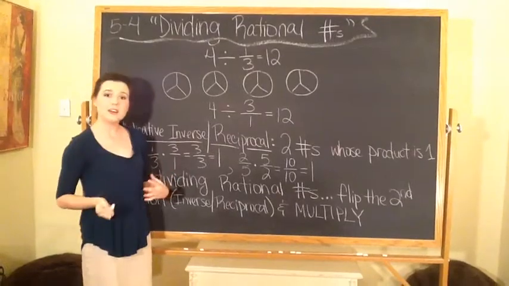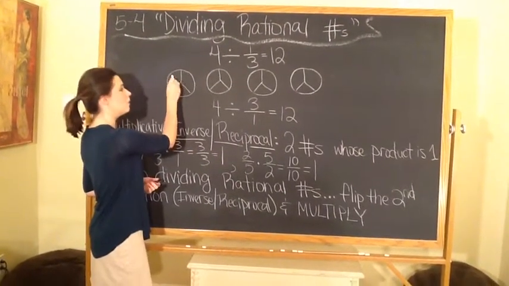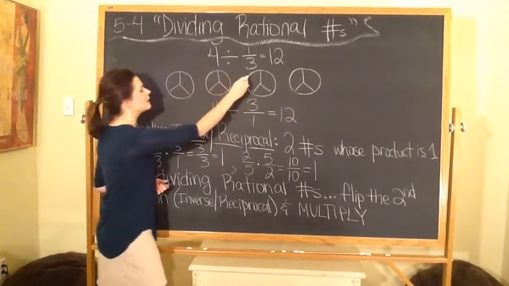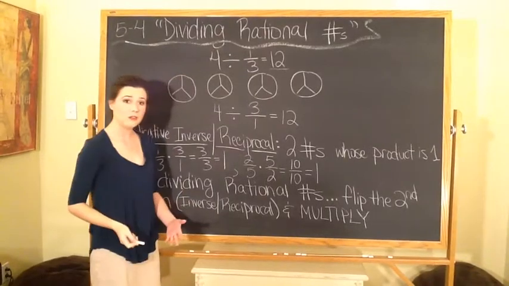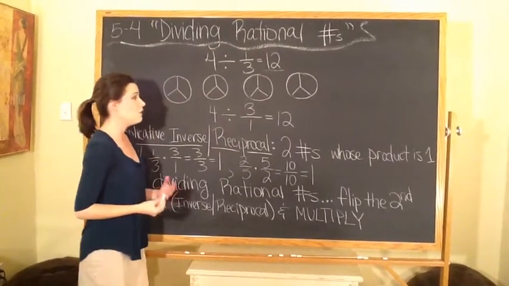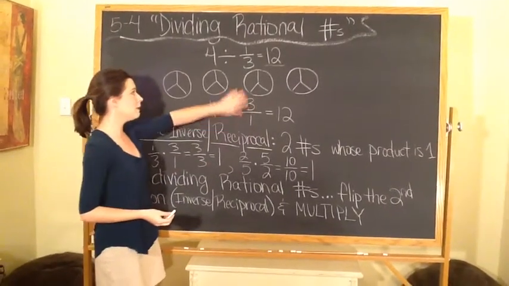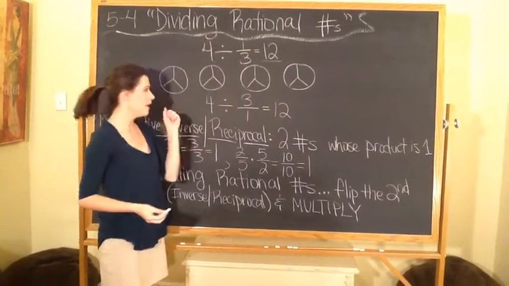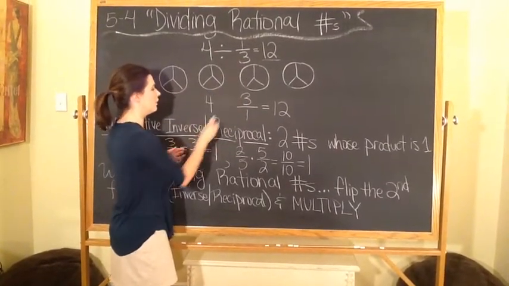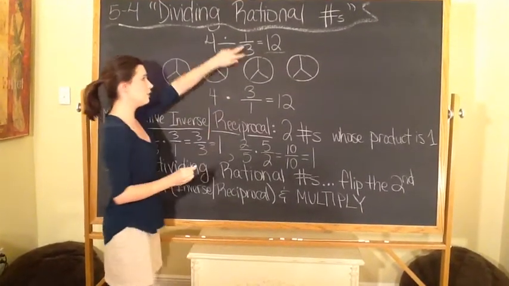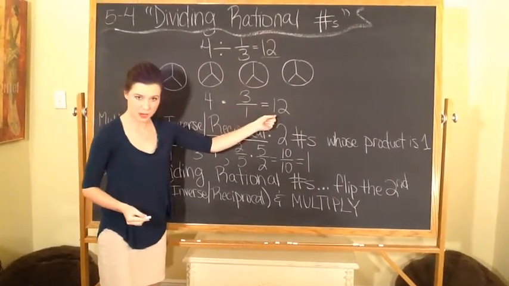In order to find out the answer, we're going to have to figure out how many little parts we're left with. So we'd have to count them up. 1, 2, 3, 4, 5, 6, 7, 8, 9, 10, 11, 12. And that will give us our final answer of 12. So basically, when you're dividing by rational numbers, you have to flip the second number and multiply. Instead of dividing by 1/3, we're actually multiplying by 3 because we flip these around, and you can see that 4 times 3 gives you 12.